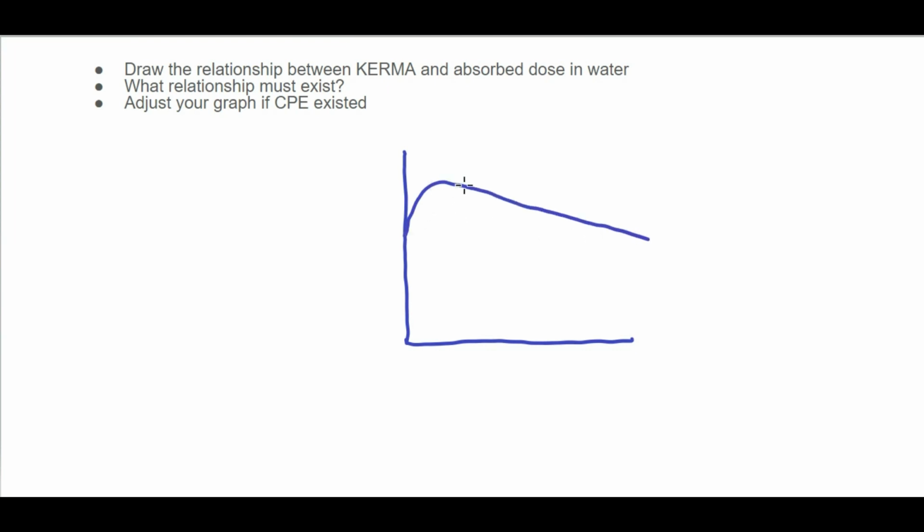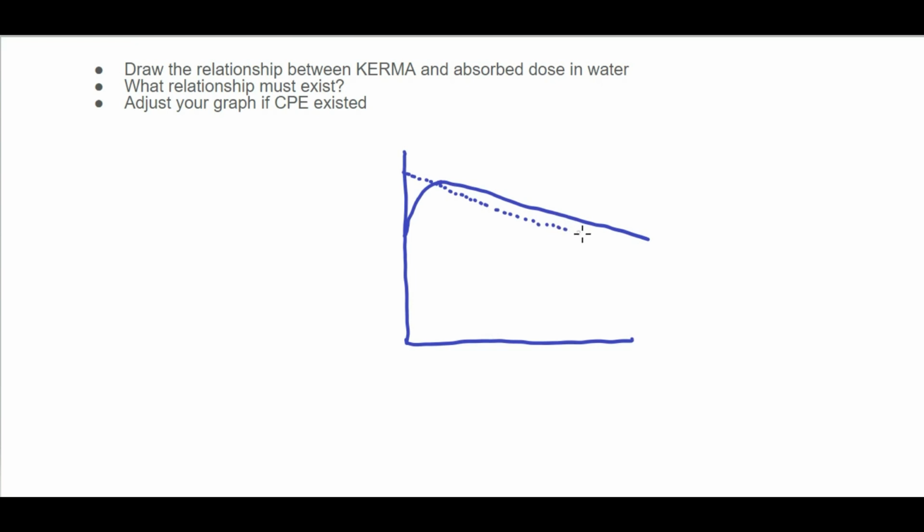So we're going to have our buildup region, and then we're going to have our fall off due to scatter and attenuation. Then now we need to draw our Kerma. So here I'll do it in dotted lines. So the relationship here is in fact important. So for D max, which I'm going to say is right here, that is where charged particle equilibrium actually is met. That is where Kerma and our absorbed dose is in fact going to match.